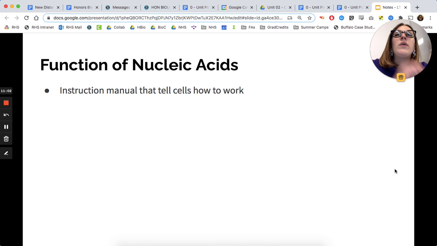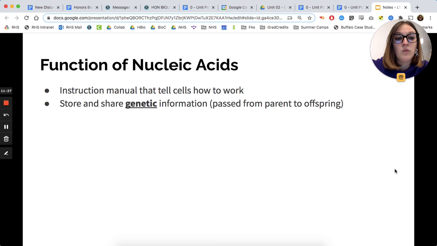If we use the store analogy again, imagine a store is like a cell. The employee handbook is a set of rules that tells everyone how to do their job. I want you to think of that as your nucleic acid. It's a set of rules, a language that tells the store, the cell, how to work. In fancier words, nucleic acids store and share that language. In this case, it's called genetic information.